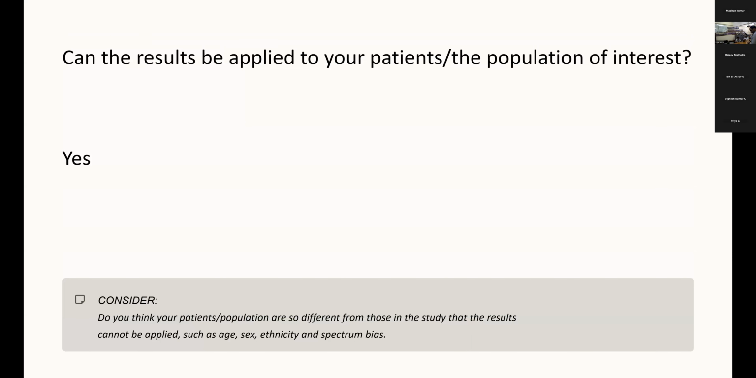So coming to, can this be applied to our patients or the population of interest? Because we looked at the baseline characteristics of this population, they're mostly middle-aged women, and most of the characteristics are similar to the Sjogren's patients that we see also. So they can be applied.